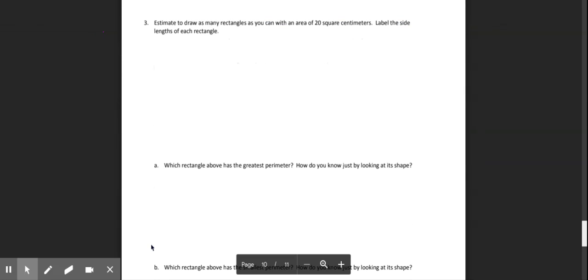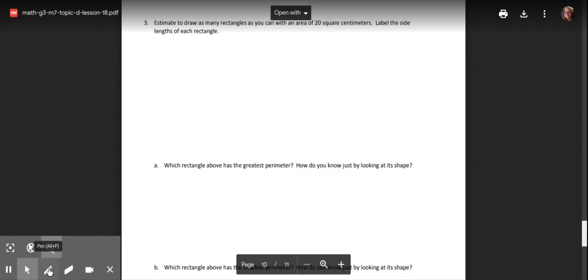Number 3, estimate to draw as many rectangles as you can with an area of 20 square centimeters. Label the side lengths of each rectangle. So 20 square centimeters in area. Just like before, area would be multiplying. So what numbers could I multiply to get 20?